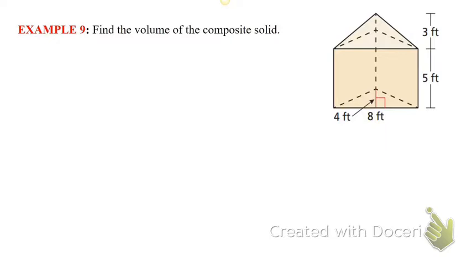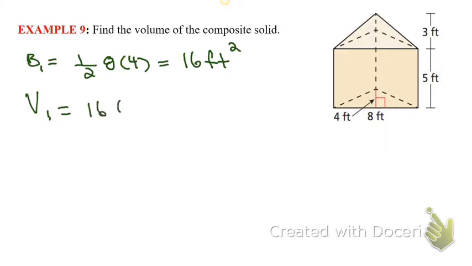Okay, I hope that was enough time for you to complete the problem. Remember, we're going to have to find two separate volumes and add them together to get the total volume. So the base area of the triangle on the bottom is 1/2 of its base, which is 8, times its height, which is 4, or 16 square feet. So let's figure out the volume of the triangular prism. It's going to be 16, that base area, times the height, 5, or 80 cubic feet.